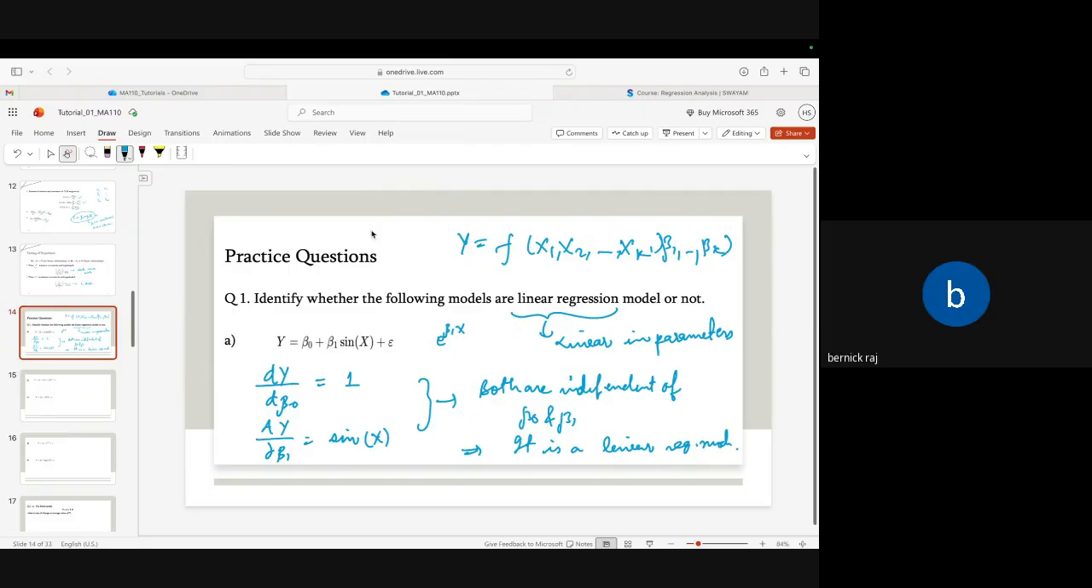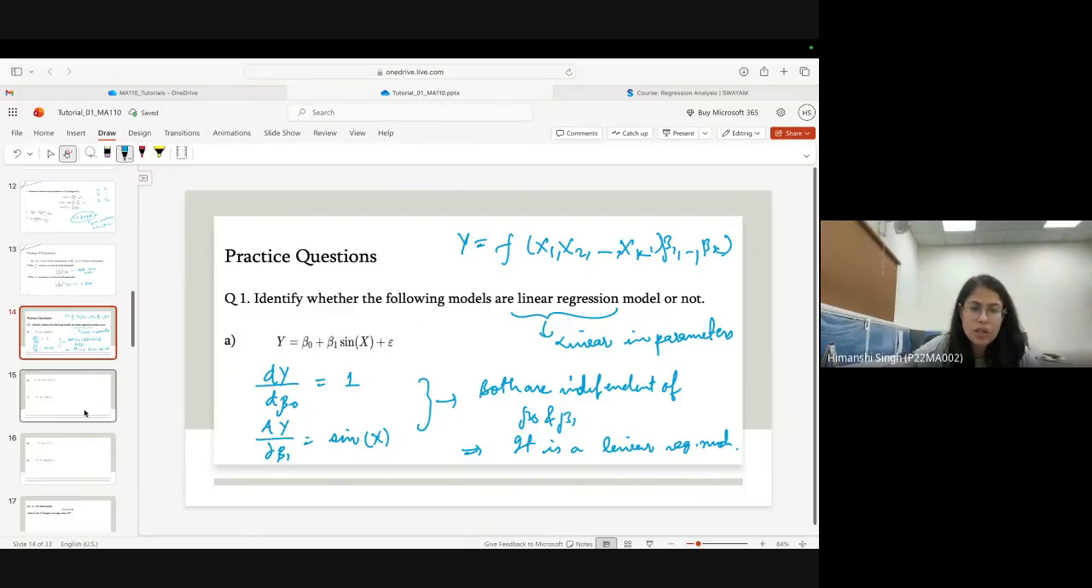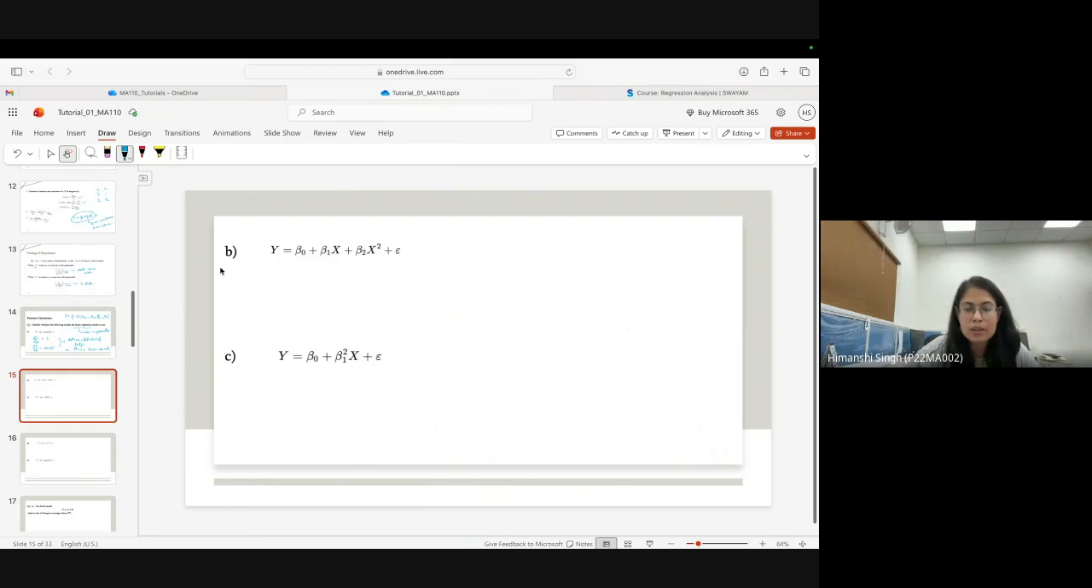Okay, madam. Then we have to verify this condition. Thank you. We have this kind of example further. So just tell me the second one, whether it is a linear regression model or not.